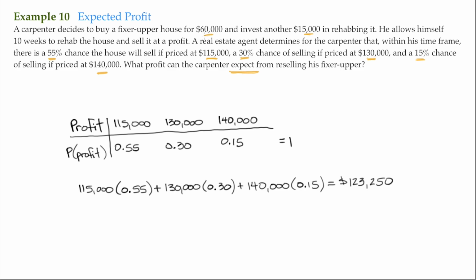But let's not forget that he spent $60,000. He paid $60,000 for the house and then invested another $15,000 in rehabbing it. So he invested $75,000. If we add the two together, he invested $75,000, but then eventually makes $123,000. So we have to take that $75,000 off of there. So I have $123,250, and I'm going to subtract out the $75,000 he invested.